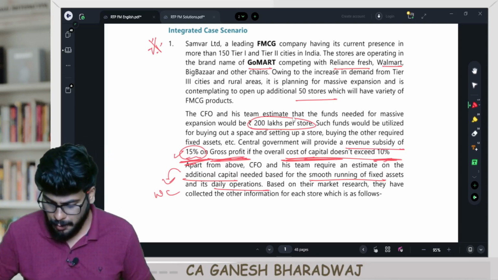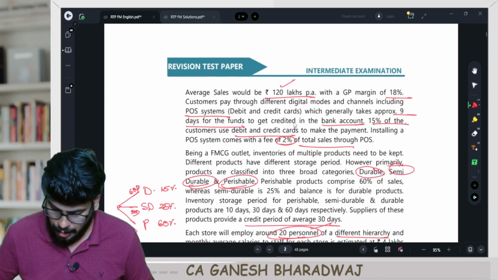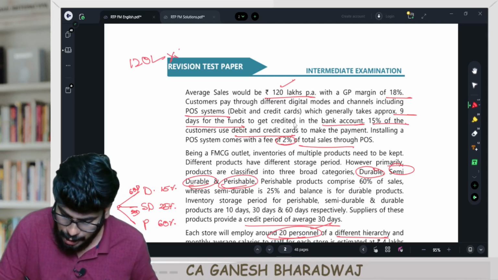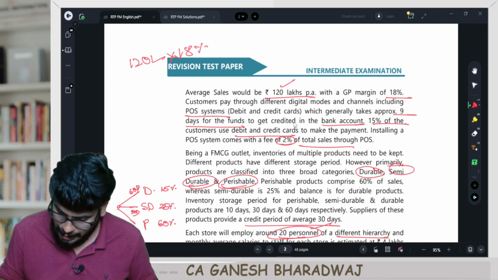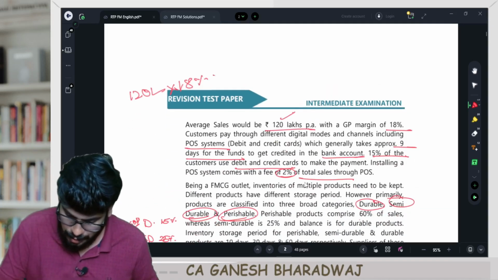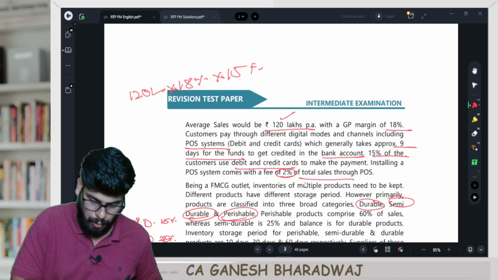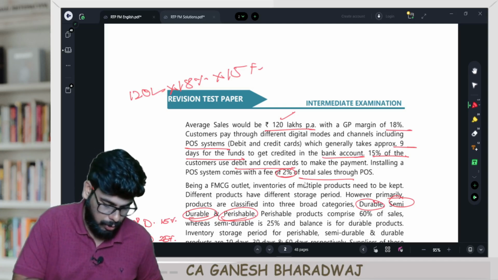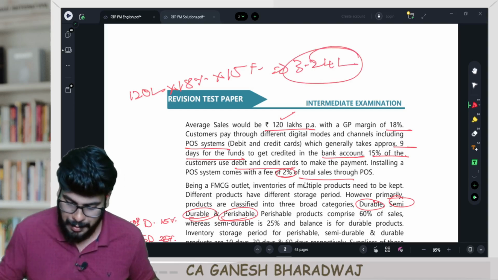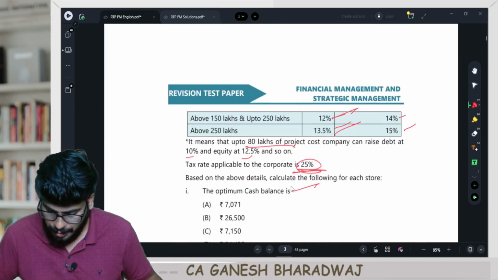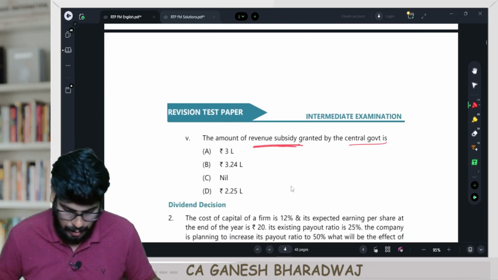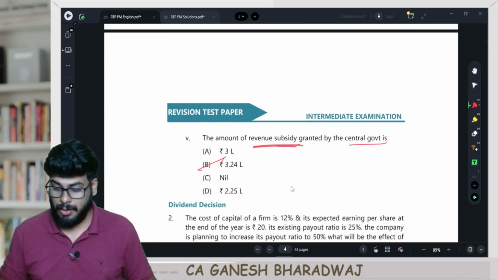Absolutely is. So how much will that subsidy be? 120 lakhs is the total sales. On the gross profit they are saying, so into 18 percentage, and on that 18 percentage, how much are they going to give? They're going to give a subsidy of 15 percentage, right? Into 15 percentage. It's going to be 120 into 0.18 into 0.15. It's going to be 3.24 lakhs. That's going to be the amount of revenue subsidy, right? That's going to be the amount of revenue subsidy. So it's going to be 3.24 lakhs. Are you clear with this?